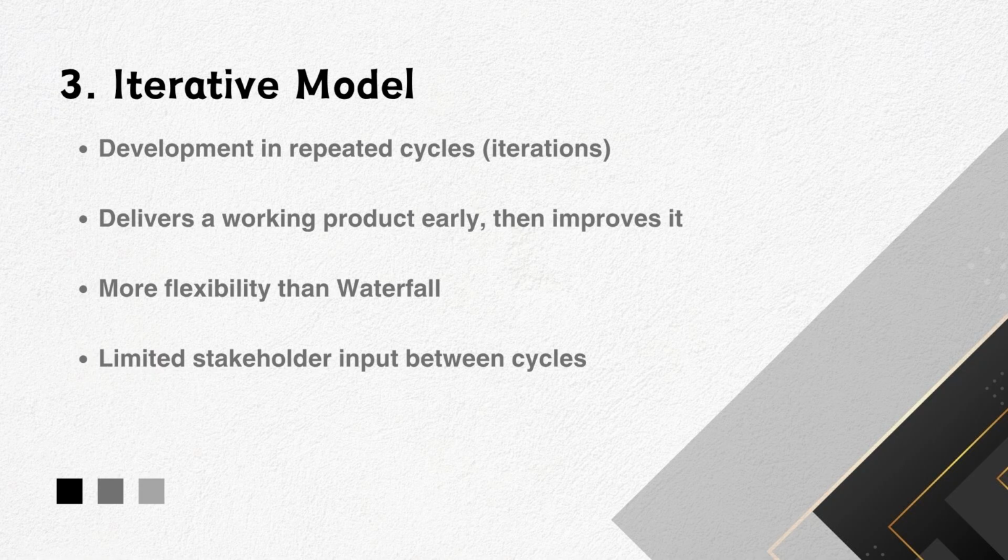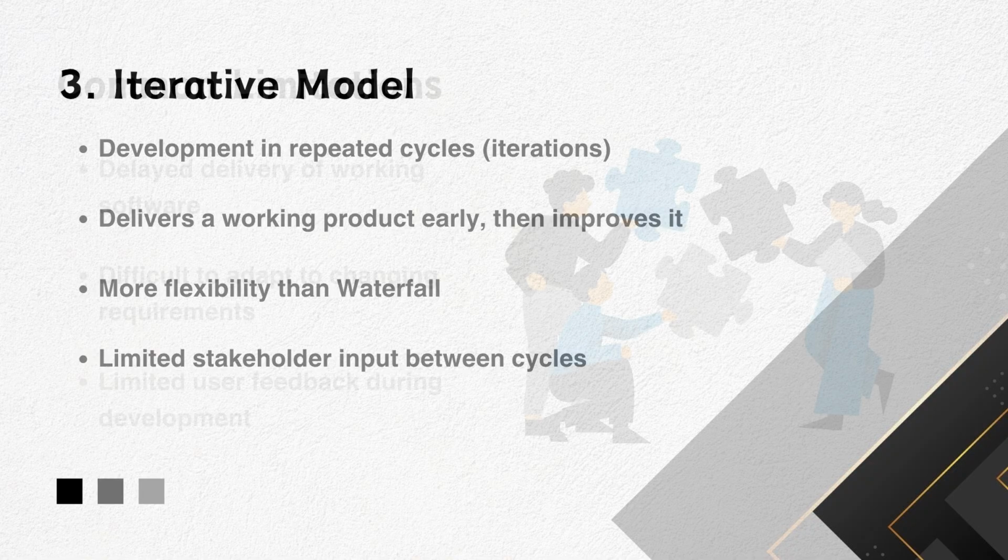3. Iterative model. The iterative model works a bit differently. Instead of completing the whole project in one go, development happens in smaller cycles, called iterations. Each iteration produces a working version of the product that can be reviewed and improved in the next cycle. This gives some flexibility and allows earlier feedback compared to waterfall. However, even with iterations, traditional approaches may not involve stakeholders continuously. Feedback is often limited to specific points, which can still restrict adaptability.